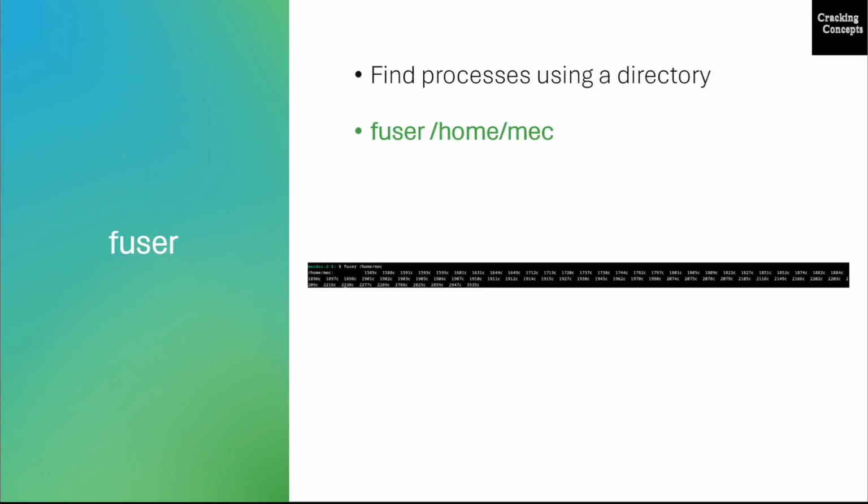To find the processes using a directory, we give the command fuser /home/MEC. So this is the path, and each entry will have a PID followed by the access type letter. So for all of them, the access type letter is C, showing that these processes are using /home/MEC as their current working directory.